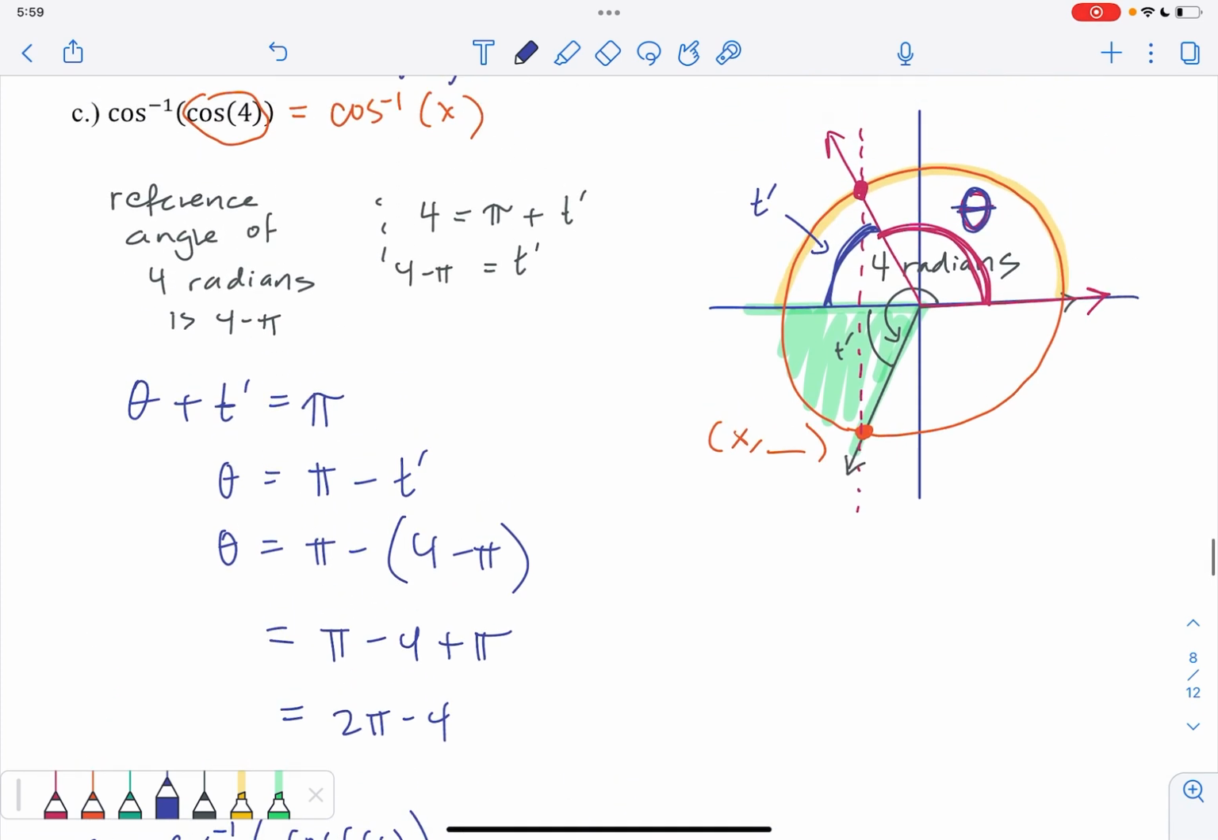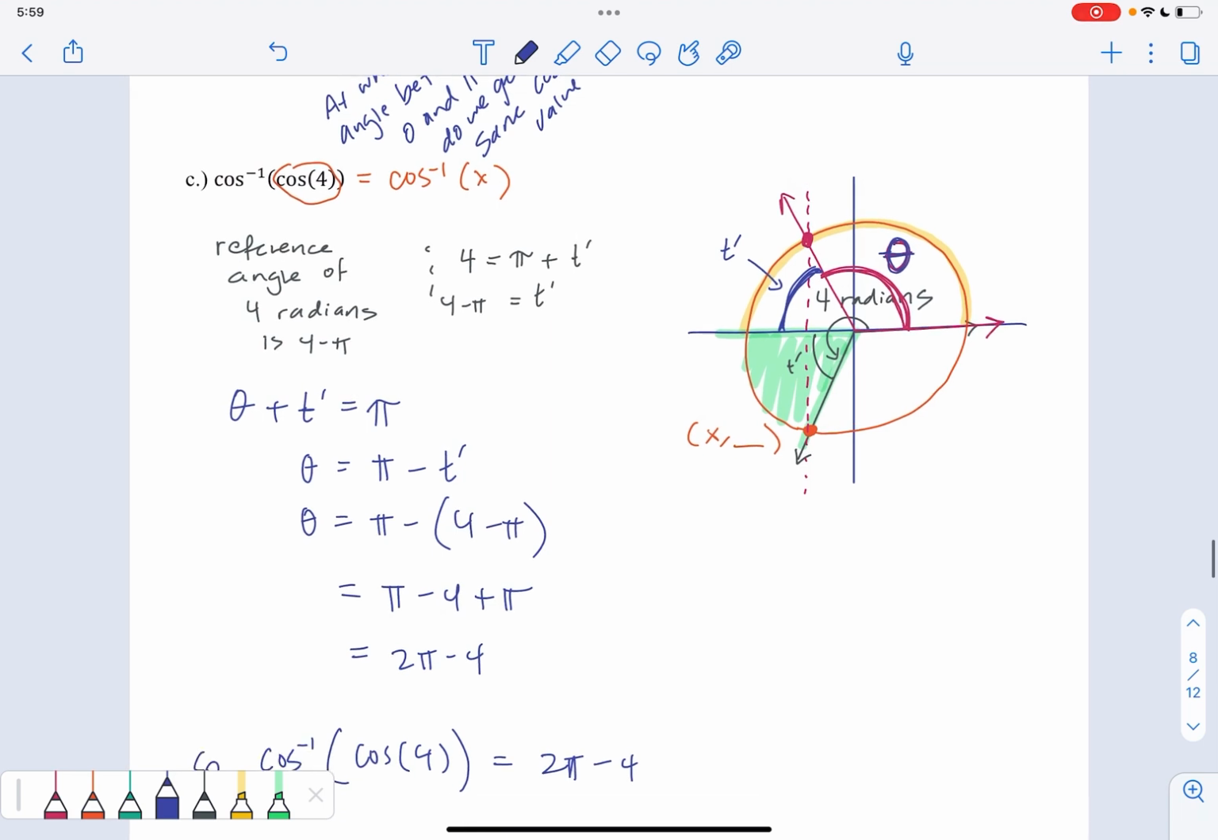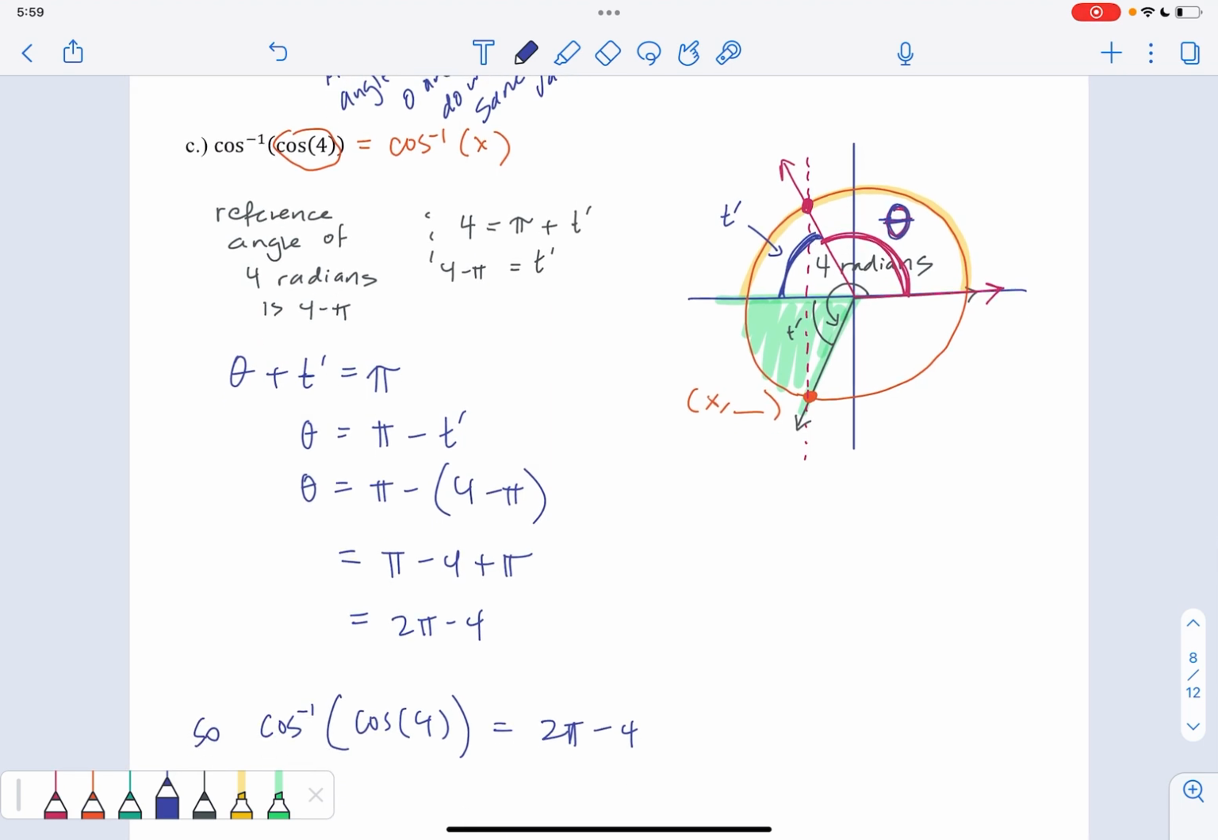So a quick little walkthrough of what we did, because that was a lot going on there. Cosine inverse of cosine of 4. We said, what is cosine of 4? Well, it's the x-coordinate of the point on the terminal side of the angle 4 radians where it intersects the unit circle. So I went ahead and found that point, and I said I'm going to call that x-coordinate x. I could call it something else like b or whatever to keep track of it, but I'm just going to call it x. Knowing that I am calling it something, that's what I'm taking cosine inverse of. So that's equal to cosine inverse of x.